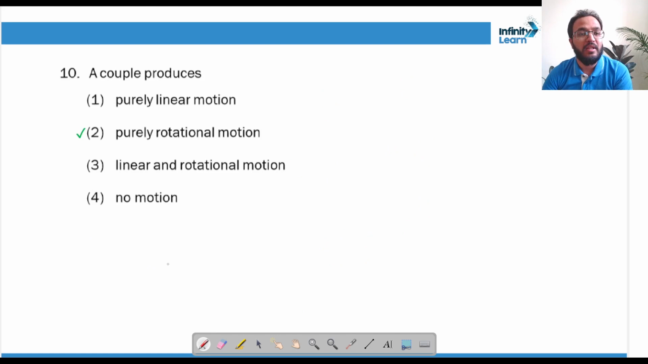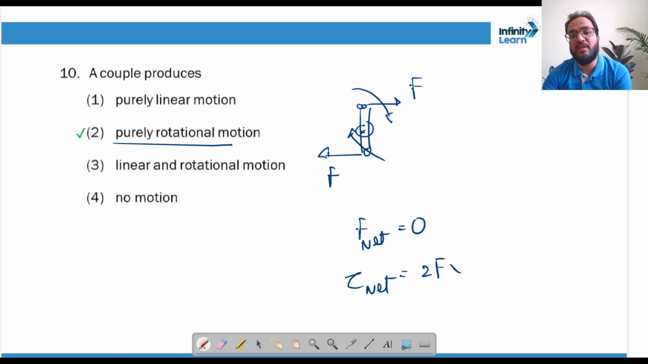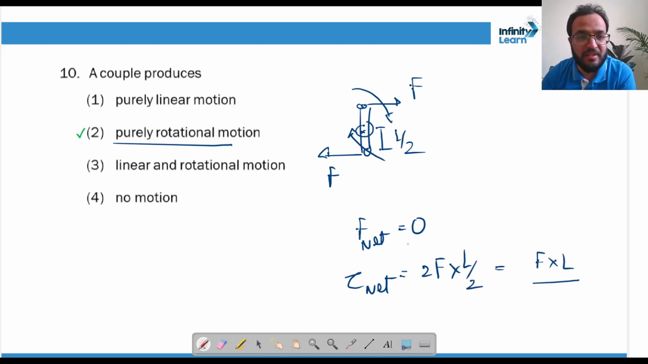Okay. Now a couple produces purely rotational motion. Why? Because suppose I take a rod. And couple means equal and opposite forces. So force wise, what will happen? The net force is zero. Definitely it's a couple, so net force is zero. But the direction of movement is same, so net torque is not zero. It is 2 into F into, suppose this length is L by 2. So L by 2, so answer is F into L. Okay. I hope you must have read these things.